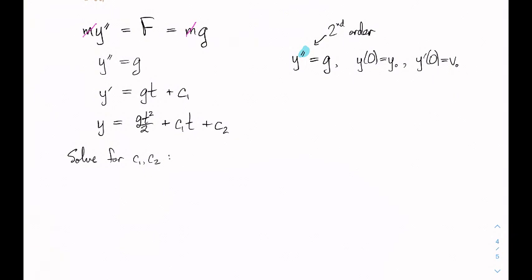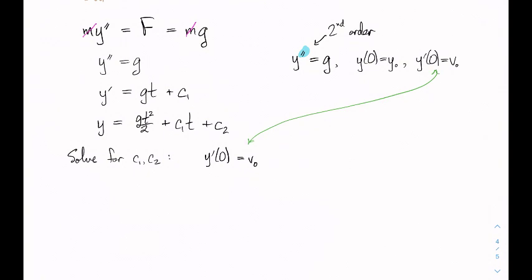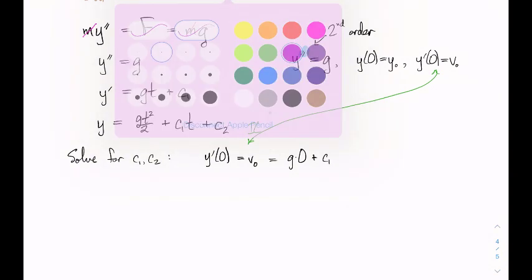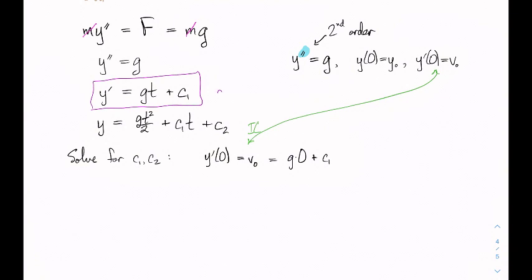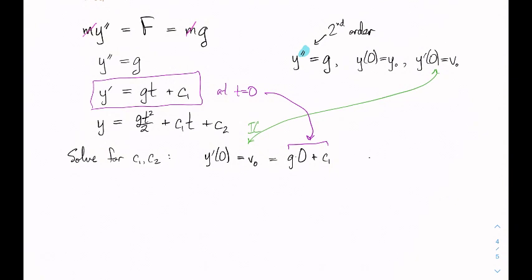So let's see. We can evaluate y prime at 0. On the one hand, we have v naught, because that is the given initial condition right here. And then on the other hand, this is going to be equal to g times 0 plus c1. And that one we get by evaluating this one right here at time t equals 0. So that gives us this one. And so then we can solve this equation. This one just says that v naught is equal to c1. So now we know what c1 is, and we have our updated formula, y equals gt squared over 2 plus v naught t plus c2.